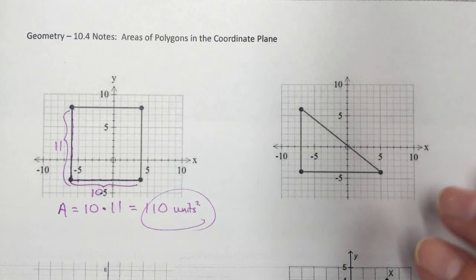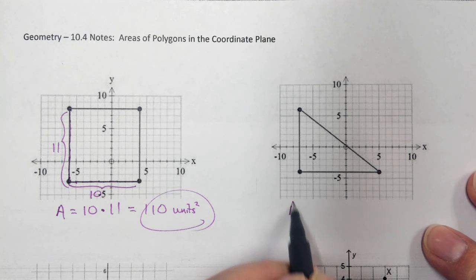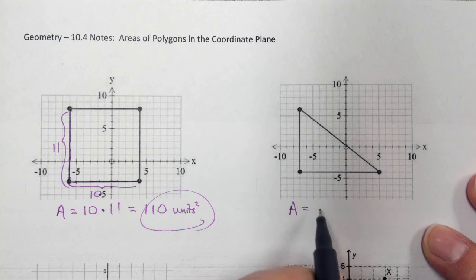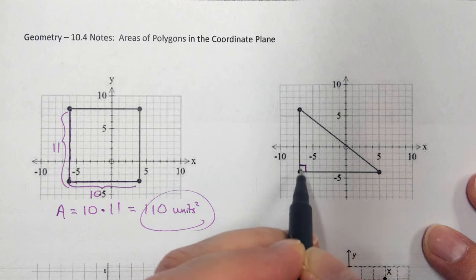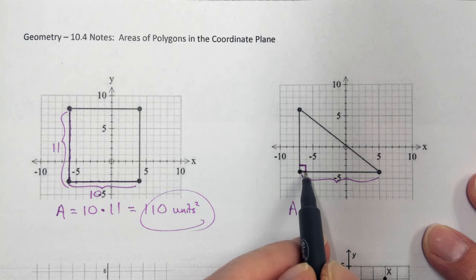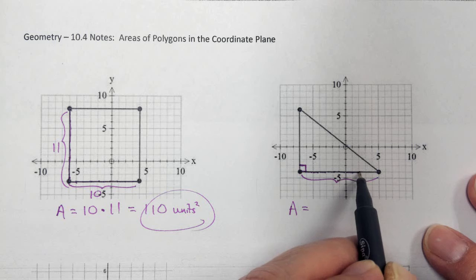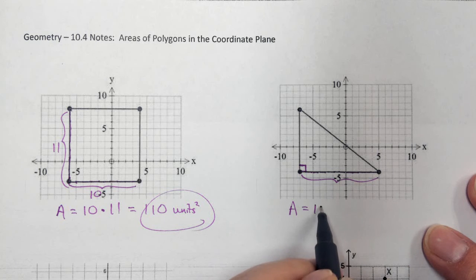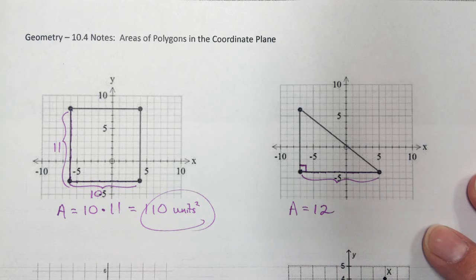Alright, the next one. Number 2, we have a triangle. There's a formula for a triangle. It says take 1/2 times the base times the height. This triangle is a right triangle, so it has a built-in base and height. The bottom can be the base. It has a length of 1, 2, 3, 4, 5, 6, 7, 8, 9, 10, 11, 12. Or you could do the difference between -7 and 5.